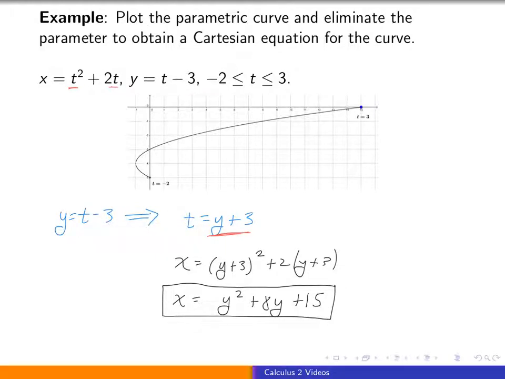And note, as expected, at least from the look here, we see it's a quadratic function opening to the right, which would mean that it's quadratic in terms of y, and the leading coefficient should be positive.